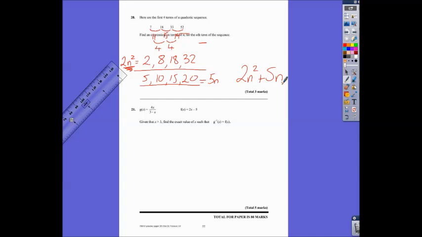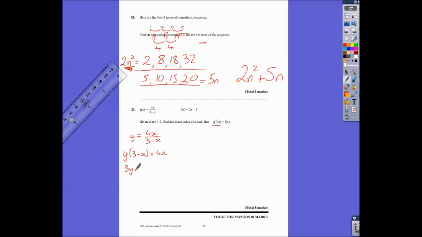Question 21, it says g of x equals 4x over 3 minus x, and f of x equals 2x minus 5. Given that x is greater than 3, find out the exact value of x such that g minus 1 of x, so the inverse of g of x, equals f of x. So the first thing I need to do is find the inverse of g of x. So if we call this y equals 4x over 3 minus x, I basically want to make x the subject of that formula. So if I take the 3 minus x up here, that'll give us that.